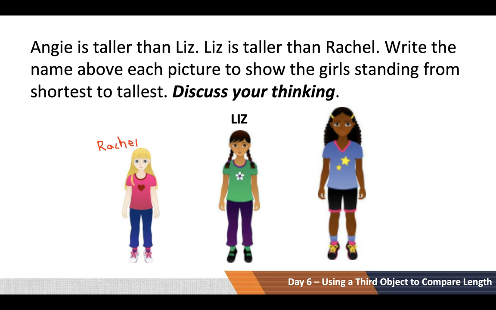Okay, and then let's make sure. So the other girl has to be taller than Liz. Angie is taller than Liz. This girl is clearly taller than Liz, so this has to be Angie.